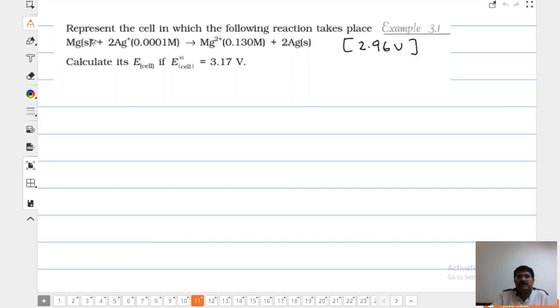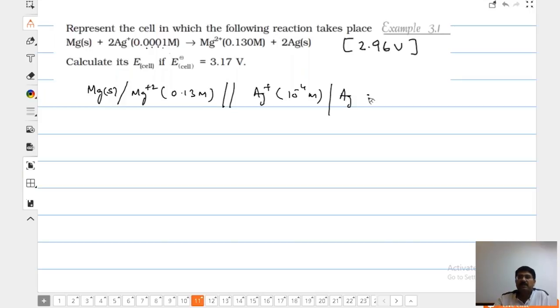NCERT example. Chaliye, Mrinak, represent the cell in which the following reaction takes place. Represent the cell. Magnesium, it is solid. Phase change. Do you remember? Magnesium 2 plus. Now it is to be written like this: 0.13 molar, salt bridge. Got it, beta? Silver plus, it is going to be 1, 2, 3, 4, 10 raised to power minus 4 molar, phase change, and it is silver solid. Is it okay? Its representation.